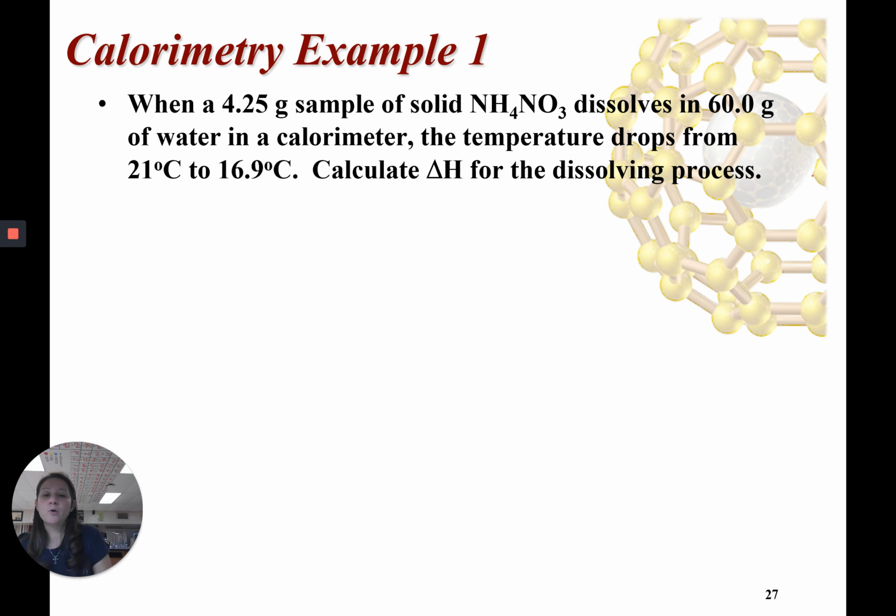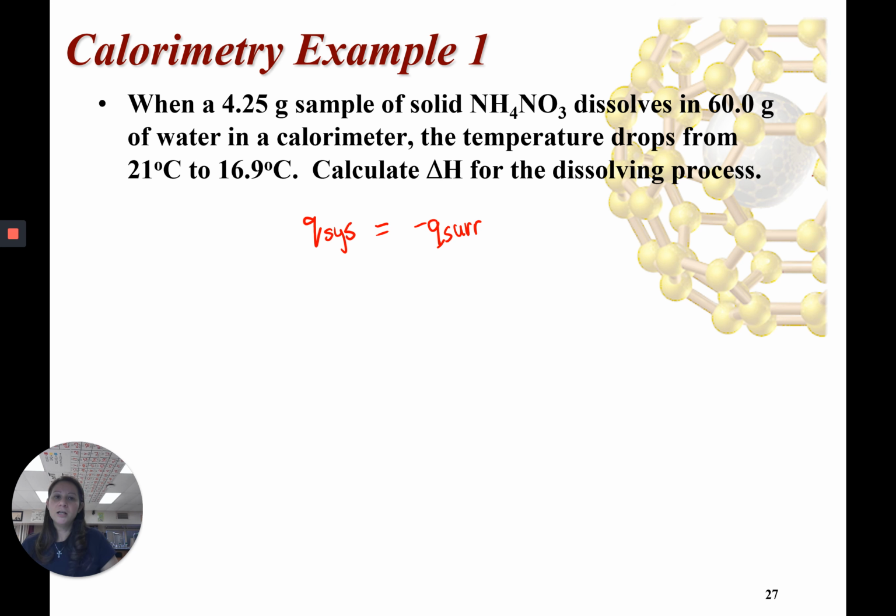Number one says, when a 4.25 gram sample of solid NH4NO3 dissolves in 60 grams of water in a calorimeter, the temperature drops from 21 Celsius to 16.9 Celsius. We want to calculate delta H for the dissolving process. So I know automatically this is a calorimetry problem because it says calorimeter right there. So as soon as I see that, I write Q of system equals negative Q of surroundings. Then I ID my system and my surroundings. So what is my system?